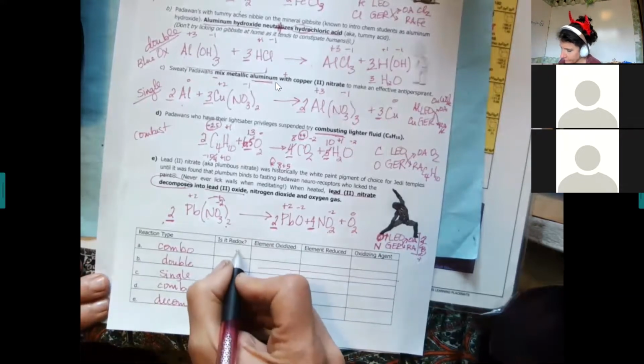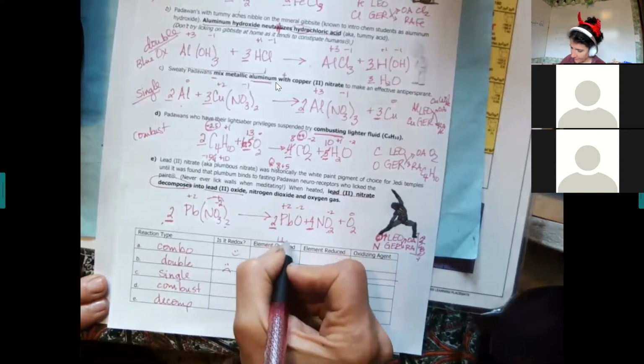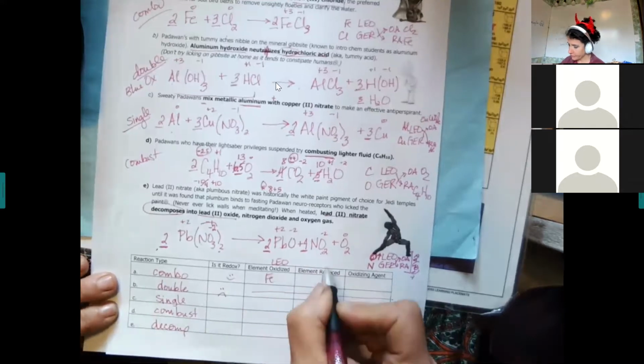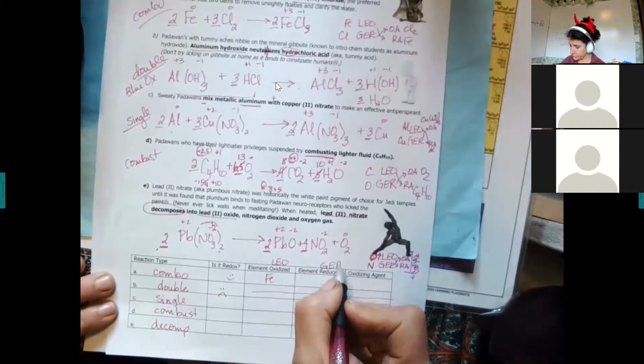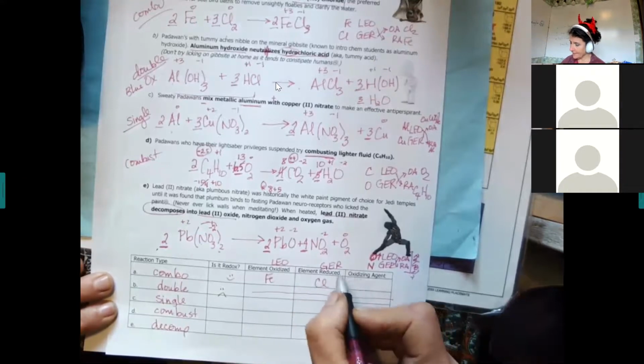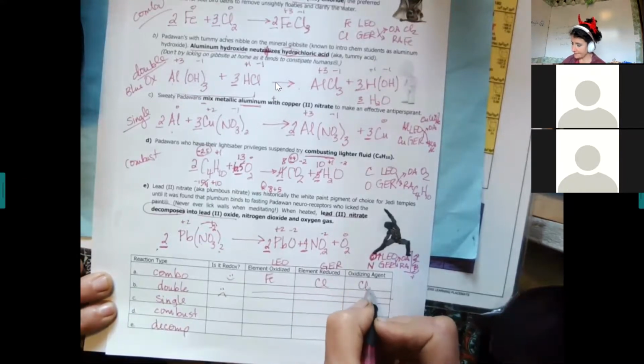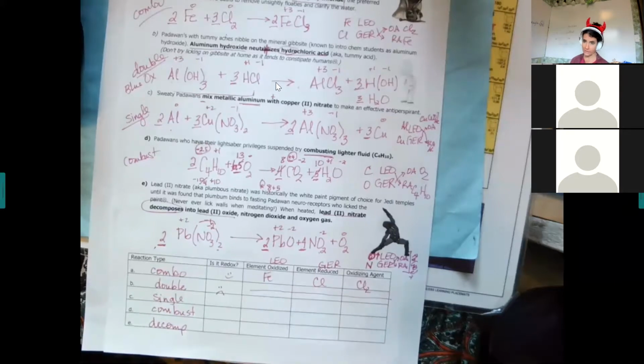The rest, so LEO is what's oxidized. That's what LEO means, losing electrons, oxidized. So iron. GER is what's reduced, so chlorine. And then what's reduced is our oxidizing agent. Make sure you read my columns, because sometimes I change which piece I'm asking for. So do your LEO GER and then find what piece we want.